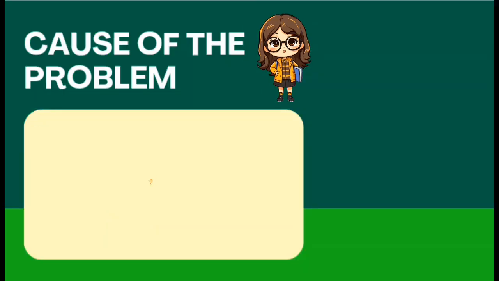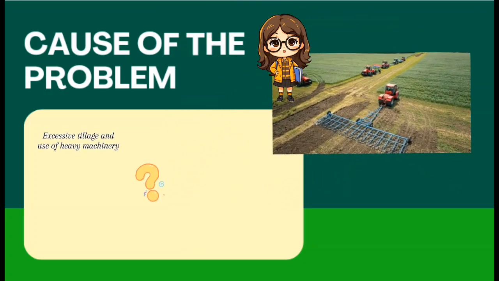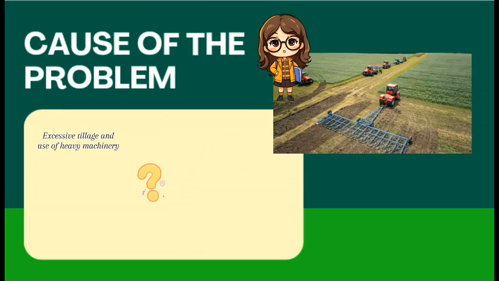Now let's go to causes of the problem. First, we have the excessive tillage and heavy machinery. It harms soil health by breaking up soil structures, compacting soil layers, and destroying beneficial microorganisms. Second, the excessive and unbalanced use of inorganic fertilizers. It contaminates soil and causes environmental degradation.